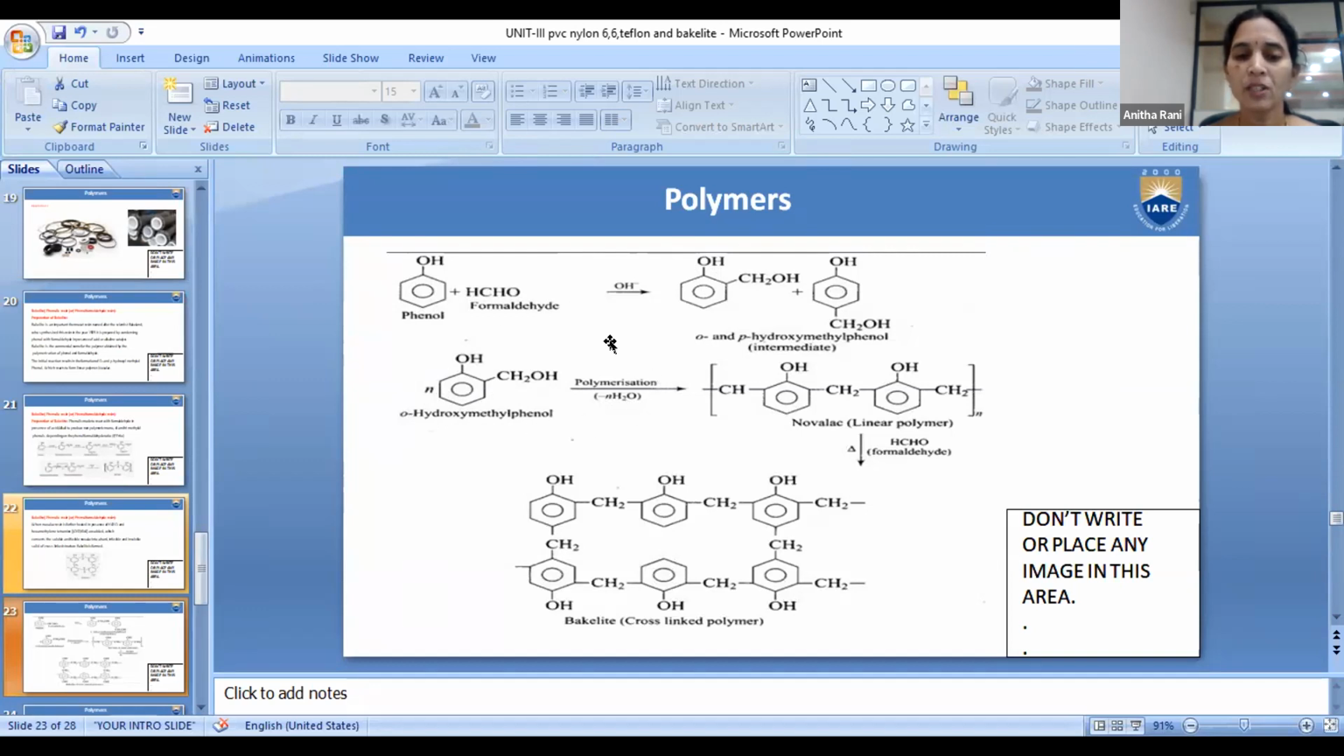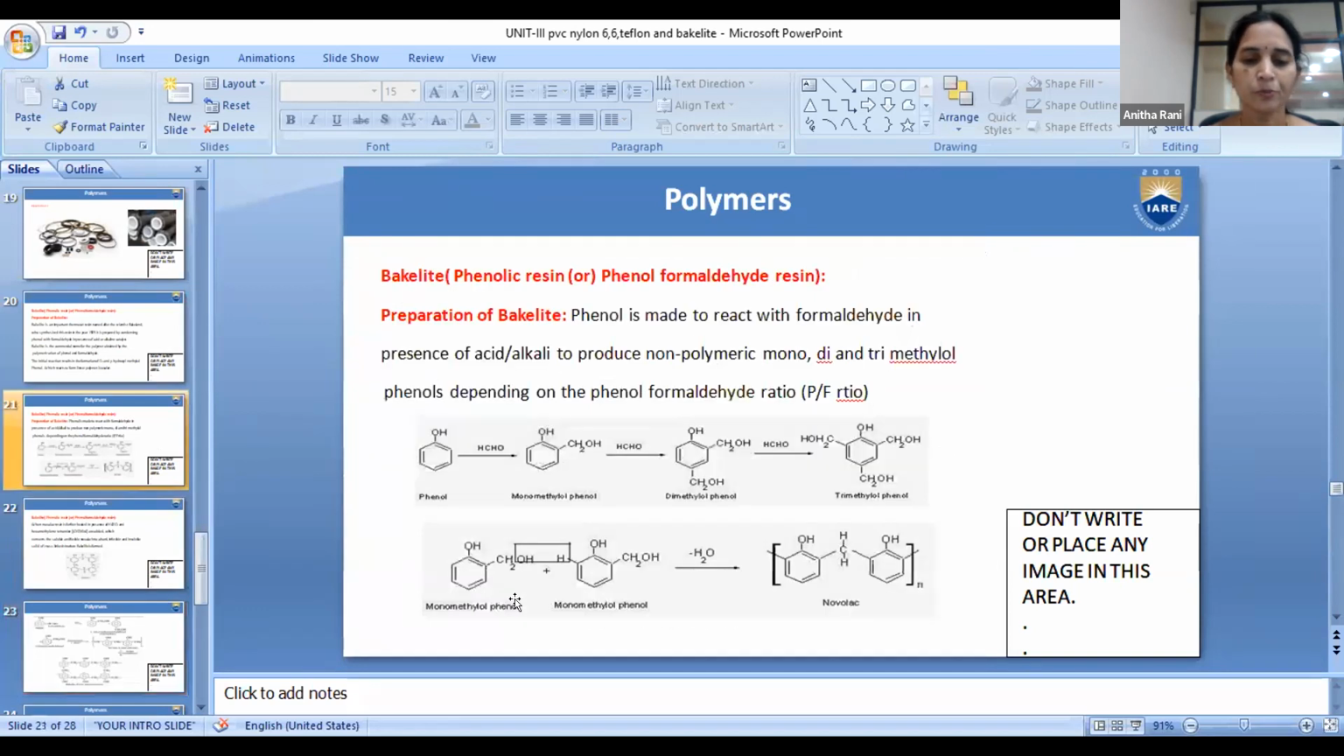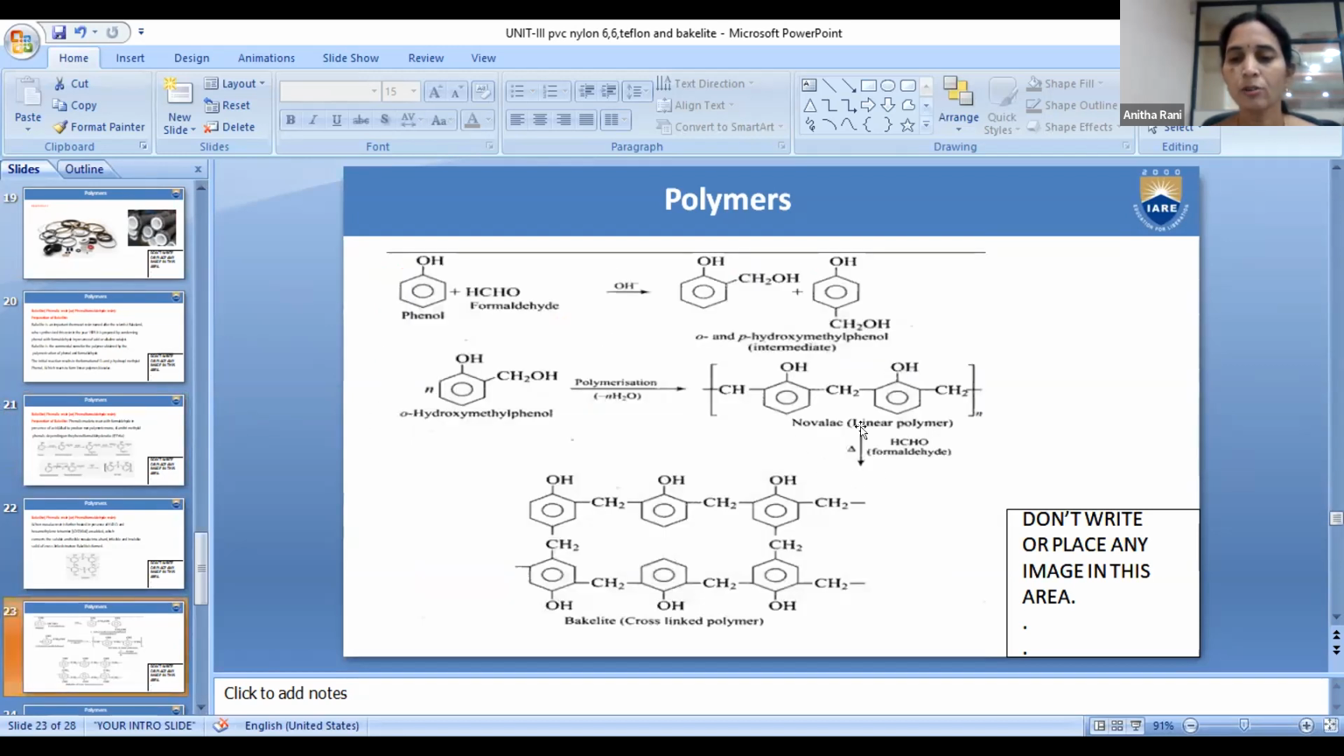When we go for the polymerization process, removal of water molecule takes place. See step 2: we take n number of monomethylol phenol, and in polymerization, elimination of water molecule takes place. What we get here is the Novolac structure, a linear polymer. So in the second step we get the Novolac structure, which is a linear polymer.